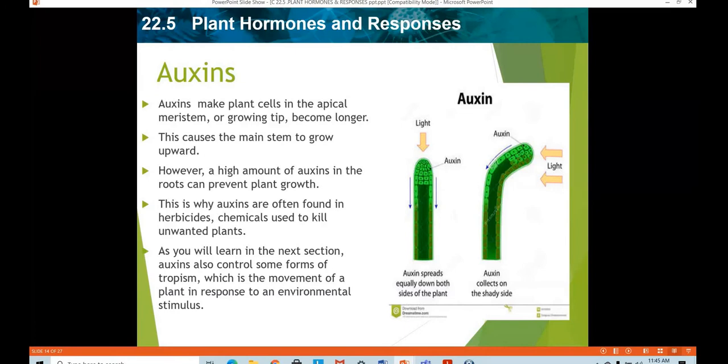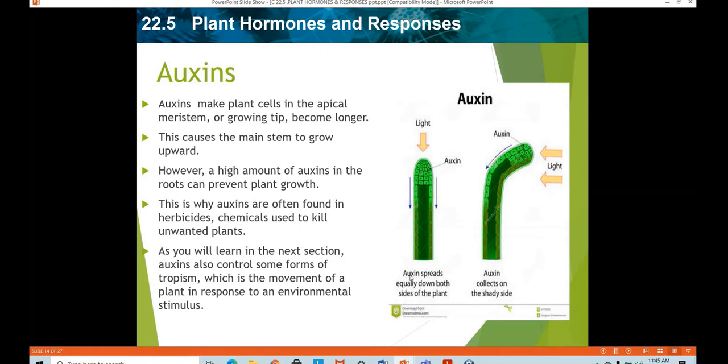Okay, so let's talk about auxins next. Auxins make plant cells in an apical meristem, or growing tip, become longer. Auxins are involved in the lengthening of the plant cells produced in the apical meristems, or growing tip. This part which is growing in a stem is known as the apical meristem.